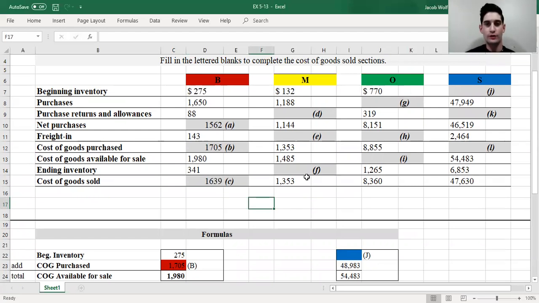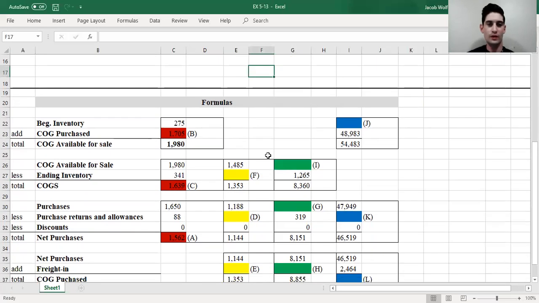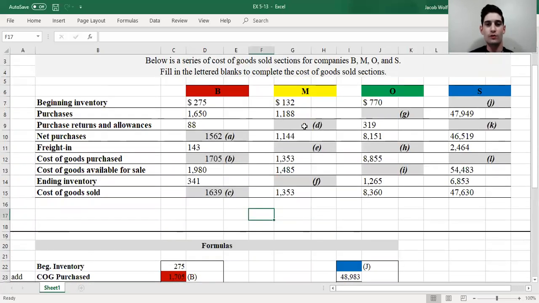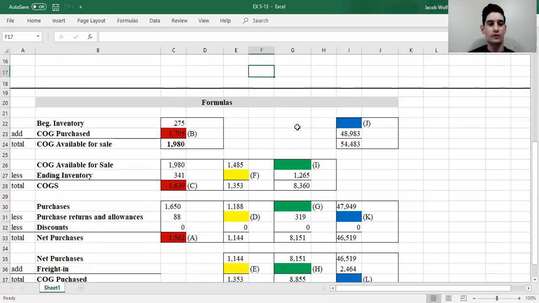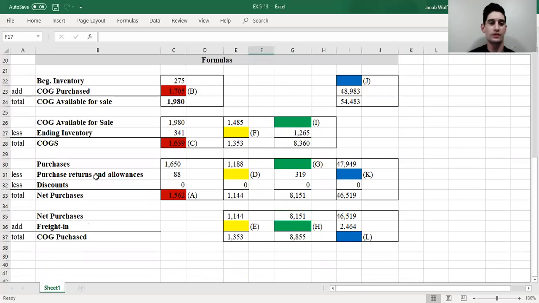Now if we go to company M, we're going to solve for D, which is the next one, purchase returns and allowances. The formula I found for this is purchases minus purchase returns and allowances, and we actually don't have any discounts, so we'll disregard that. So purchases minus that gets us our net purchases.